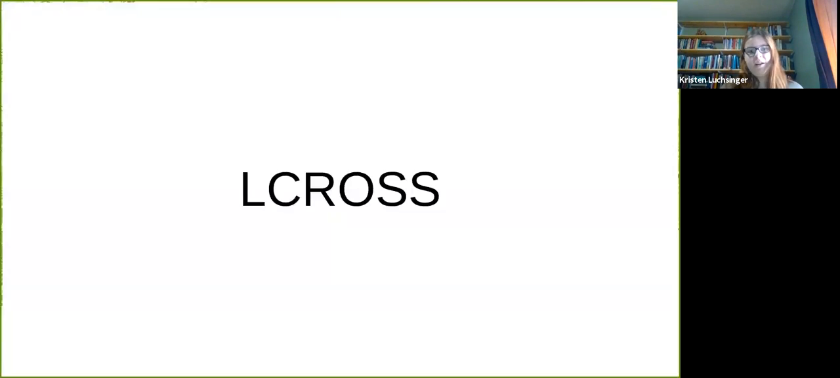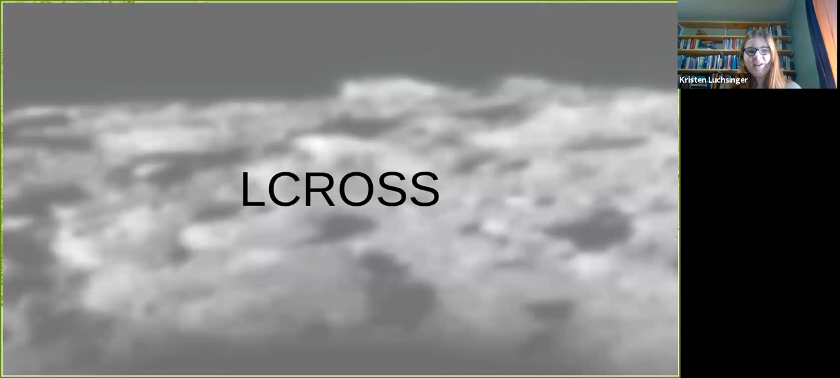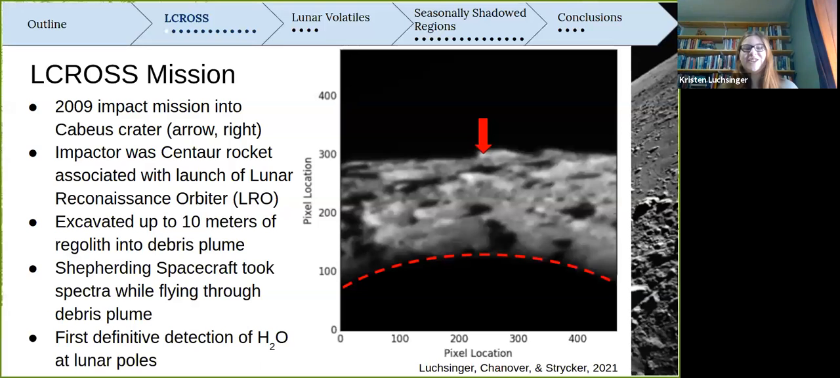So I'm going to start off with my work on the L-cross impact and then transition a little bit later. So the L-cross impact was a 2009 impact mission into Cabeus crater, which I've illuminated here with this arrow. The impactor was a Centaur rocket associated with the launch of the Lunar Reconnaissance Orbiter. When it impacted, it excavated up to about 10 meters of regolith into a debris plume, which a shepherding spacecraft took spectra of while flying through this debris plume.